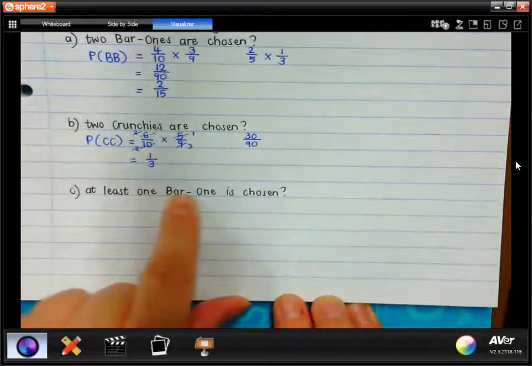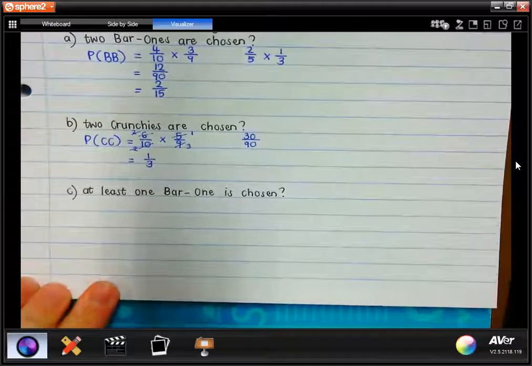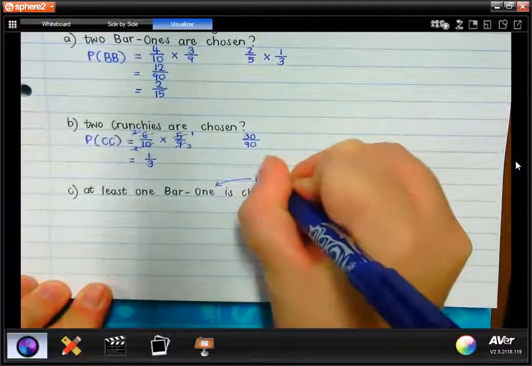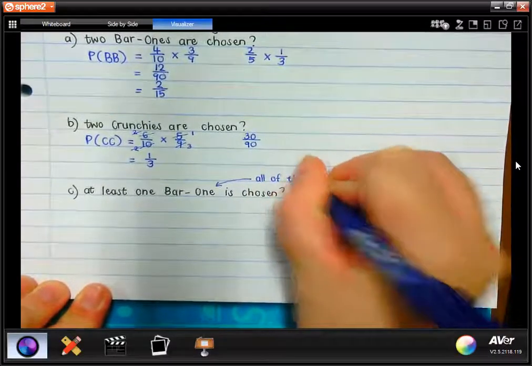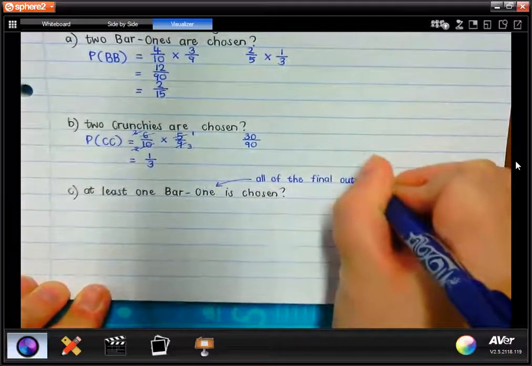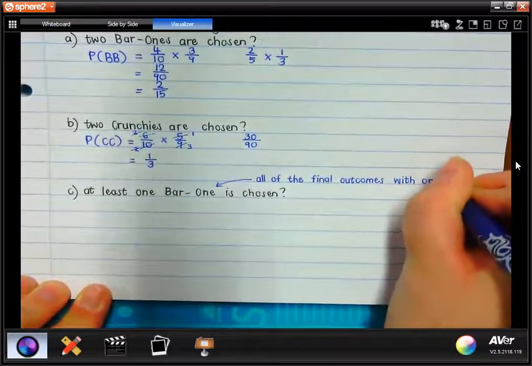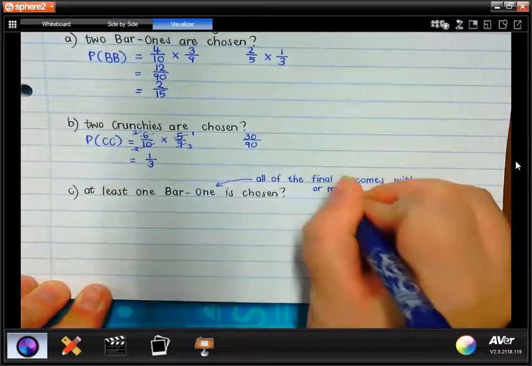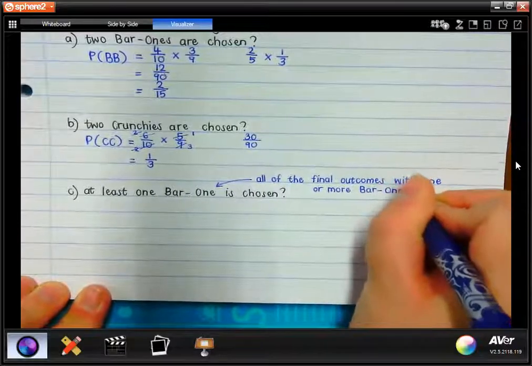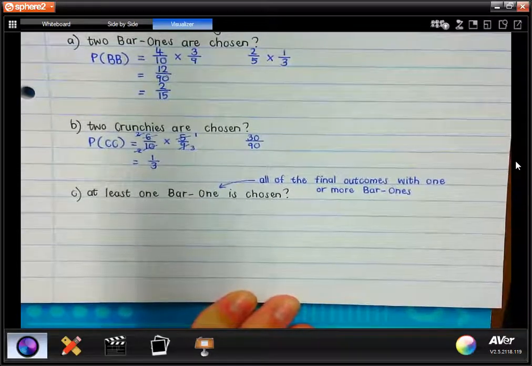So for at least 1 bar 1, we're going to look for all of the ones that have a B in them. All right, so let's write that there. All of the final outcomes with 1 or more bar 1s. Because they're saying at least 1. That means that we have to have 1 B, but we can have more than 1, all right?